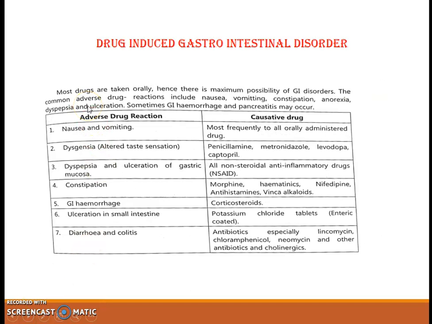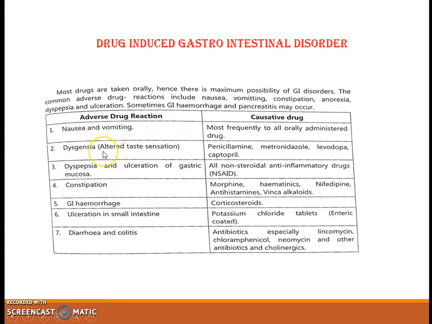Then drug-induced gastrointestinal disorders. Most drugs are taken orally, hence there is a maximum possibility of GIT disorders. Common adverse drug reactions include nausea, vomiting, constipation, anorexia, dyspepsia, and ulceration; sometimes GI hemorrhage and pancreatitis may also occur. So, adverse drug reactions and causative drugs. First, for nausea and vomiting, which are most frequent, all orally administered drugs are responsible.